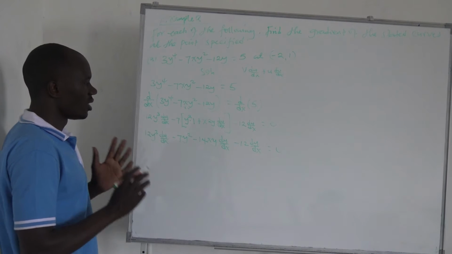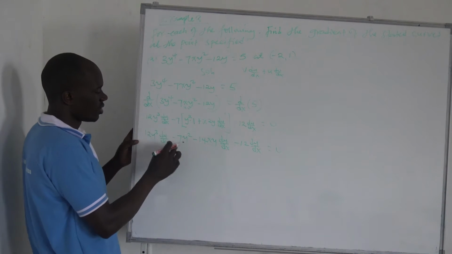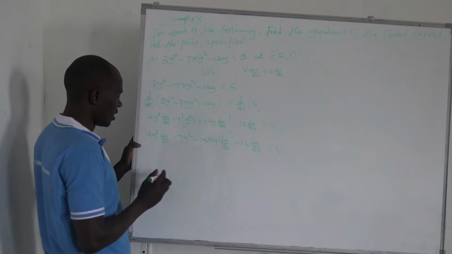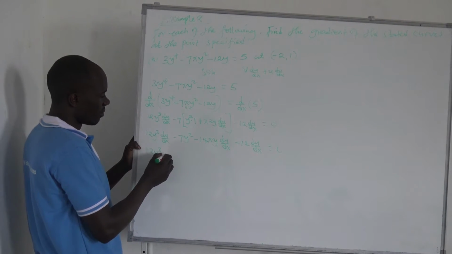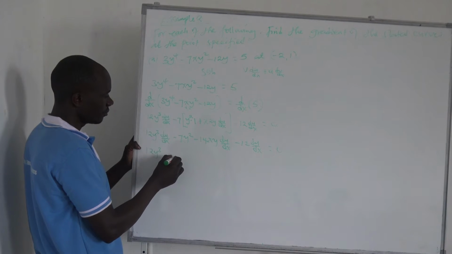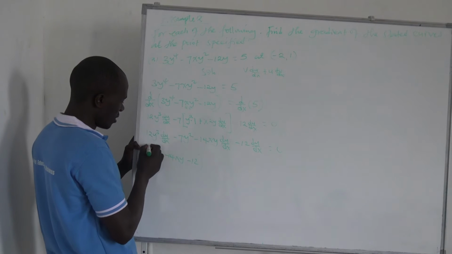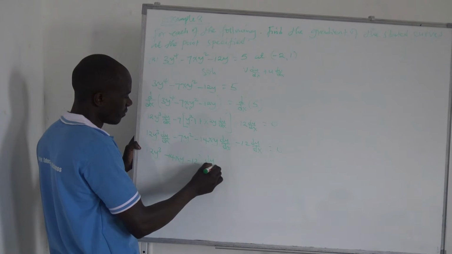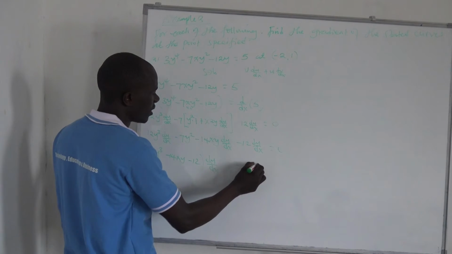Observe it very well. Then you are free to collect like terms. Those ones with dy/dx, bring them together. This one has no dy/dx, take it to the right hand side. So we are going to have a total of y³ minus 14xy minus 12 outside, times dy/dx, very good, equals this negative, when it comes over it is a positive 7y².